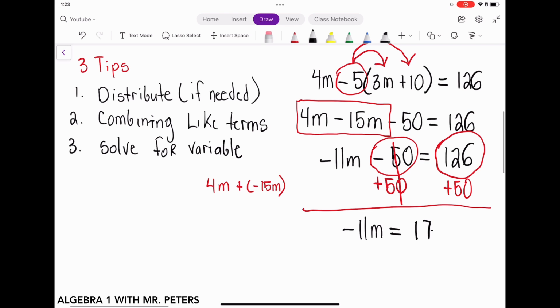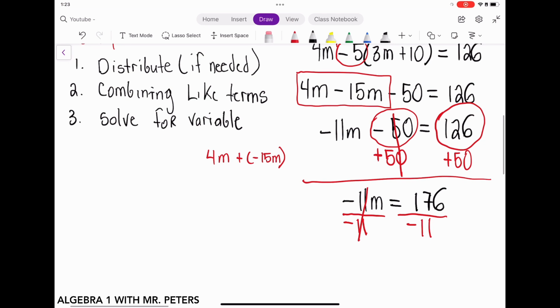We went through the distributing part. We went through combining like terms. Now the last thing for us to do is to solve for the variable. So -11 times m is equal to 176. We're going to do the opposite of multiplication, which is division. So we'll divide both sides by -11. And then as a final answer, we should have m is equal to -16.